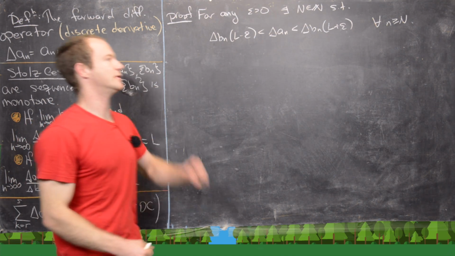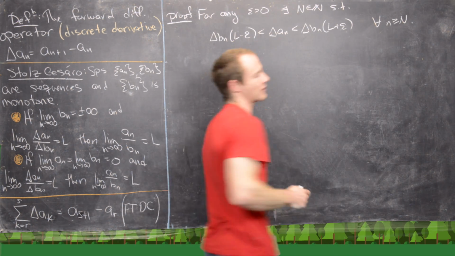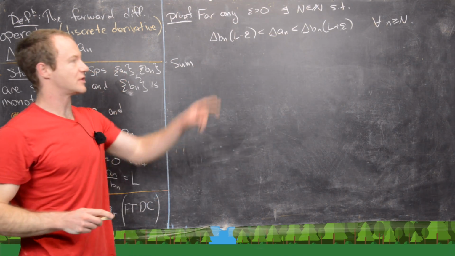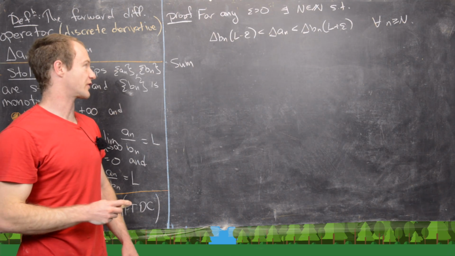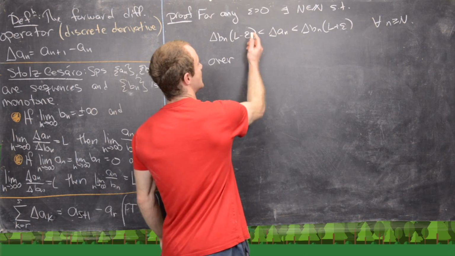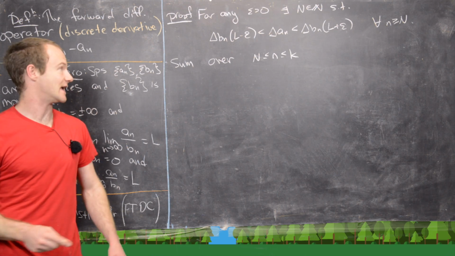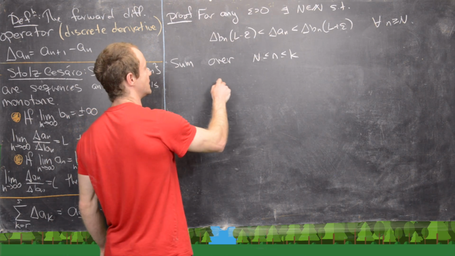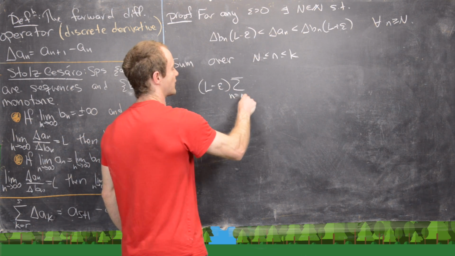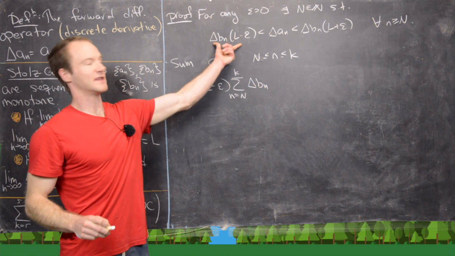Now, the next thing that we're going to do is take advantage of the fact that this inequality is true for all n bigger than or equal to capital N, and then we're going to sum over some values of n that are bigger than or equal to capital N. And those values are going to be n running from capital N up to an arbitrary value k. Okay, so let's see what we get when we do that. So we're going to have L minus epsilon times the sum n equals capital N to k of delta Bn. So that's what we get for this left-hand term.